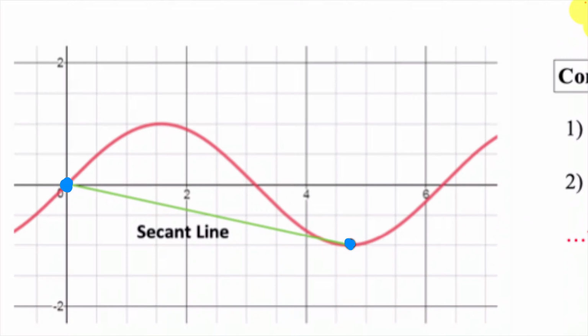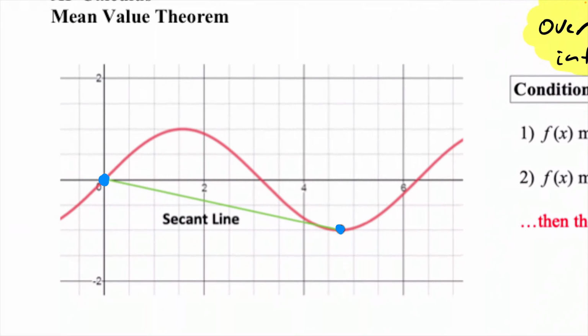The average rate of change is the rise over run of that green line. How would I find the slope of that green line? How do I find slope? Rise over run. You can count, but look at mine. The y values are 4 point something, so it might be easier to use the formula. You remember the formula?